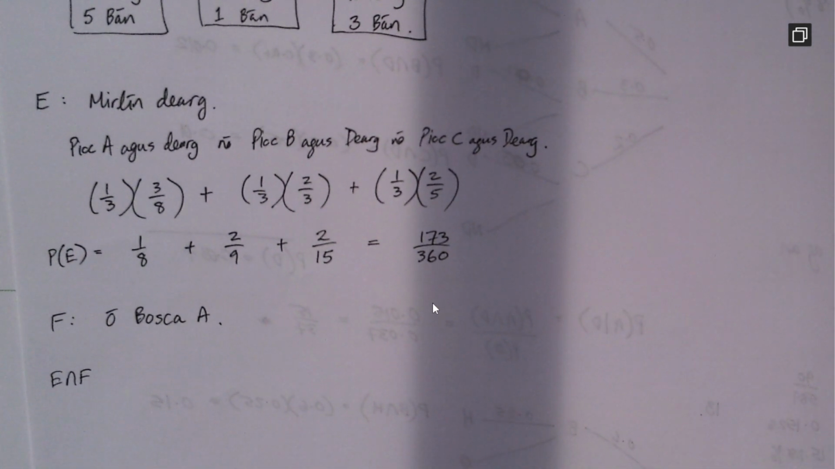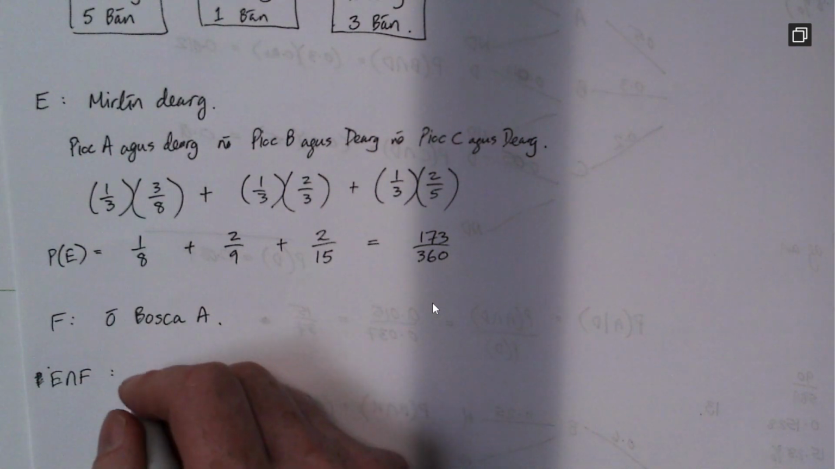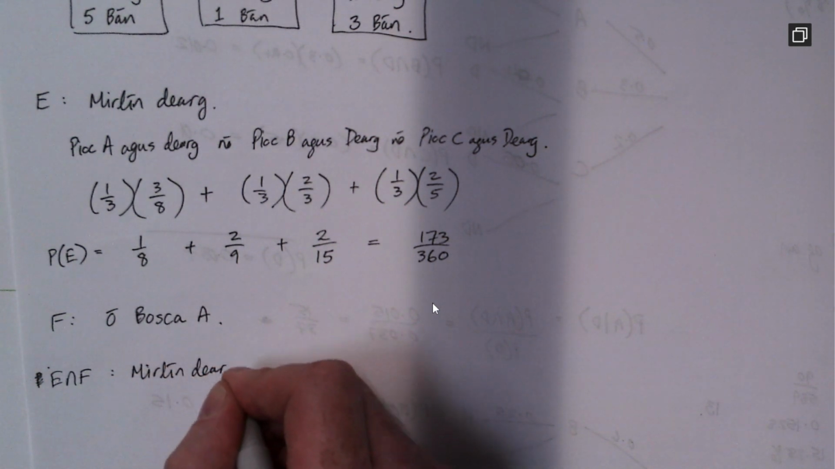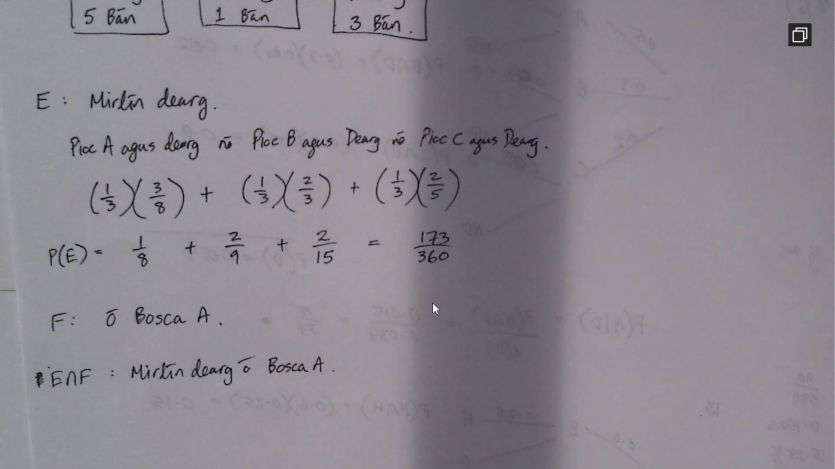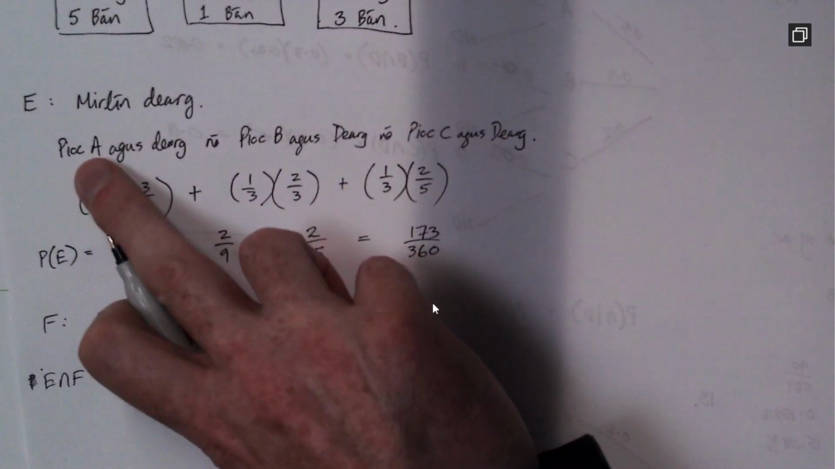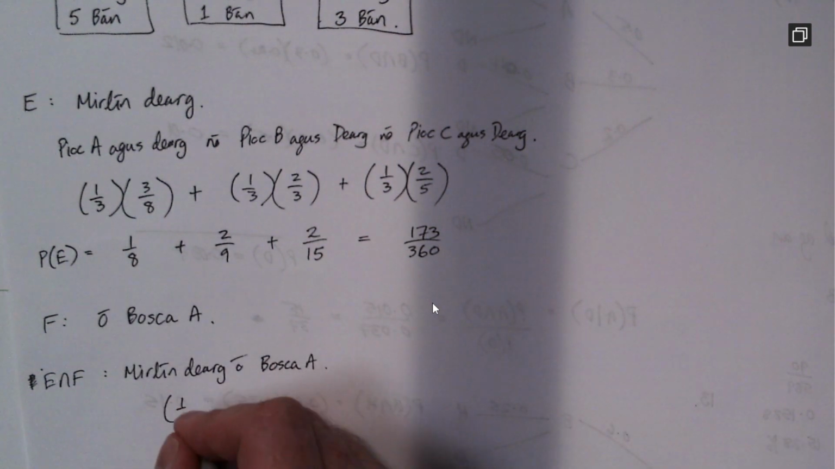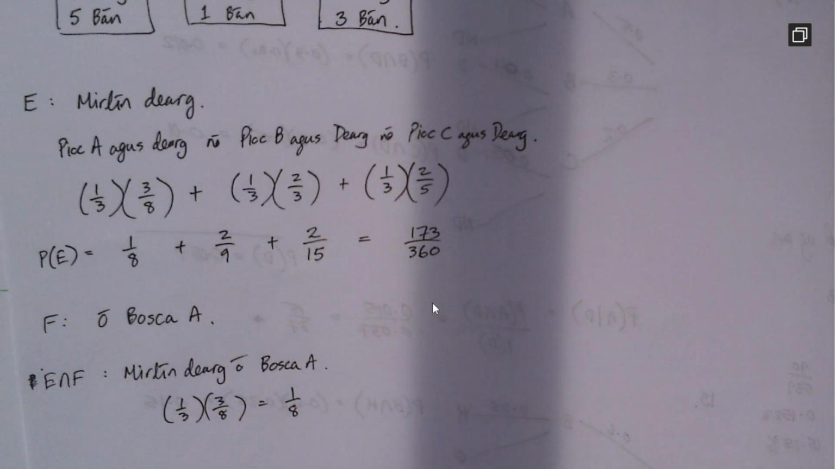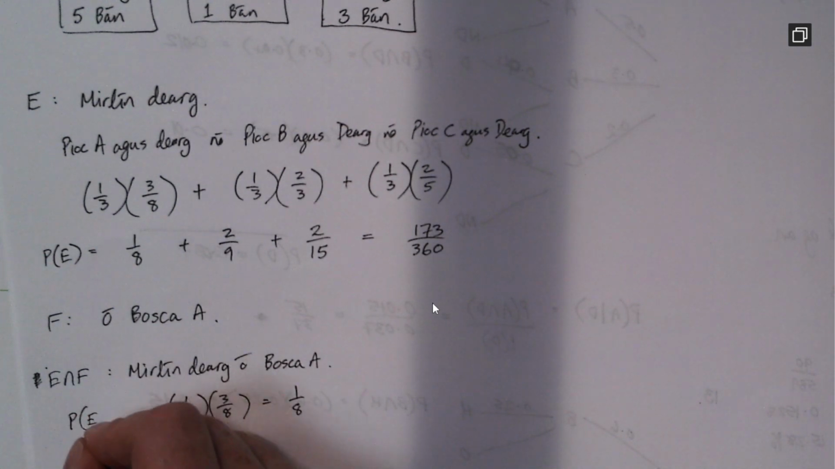Now, the probability that E intersection F. So red marble from box A. So this is the quadrant here. So the quadrant here is going north. Okay. So the probability that E intersection F.